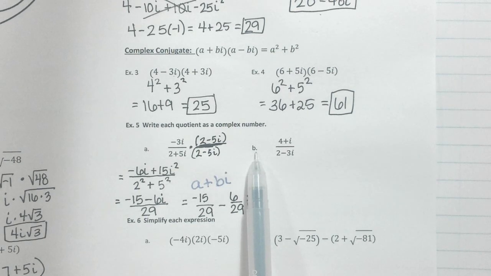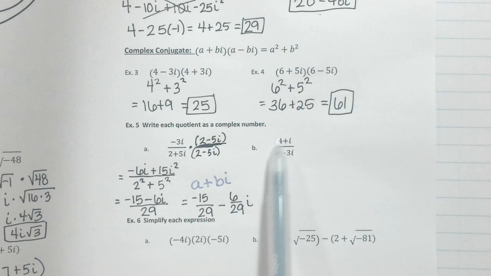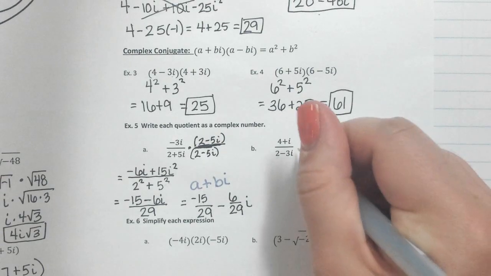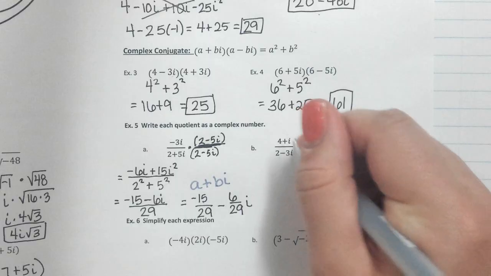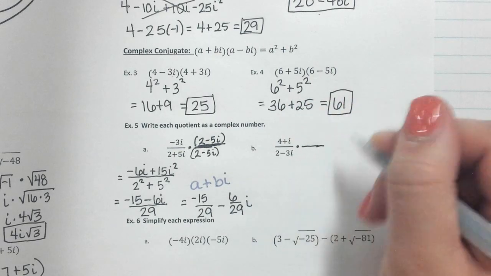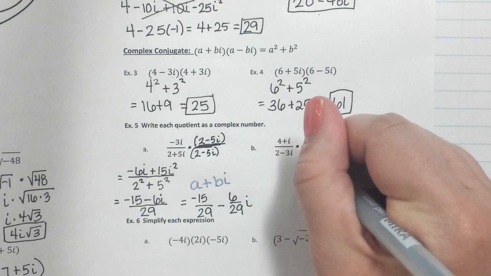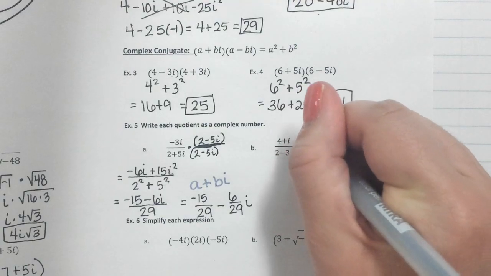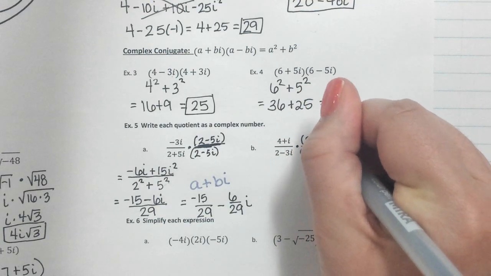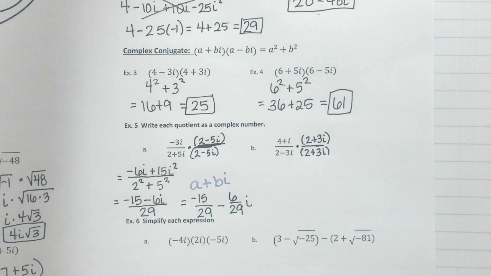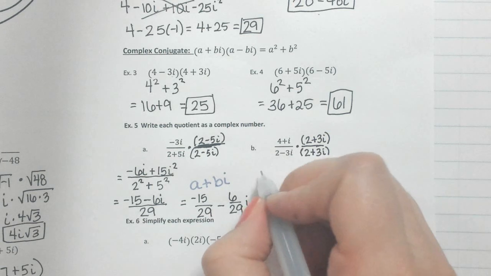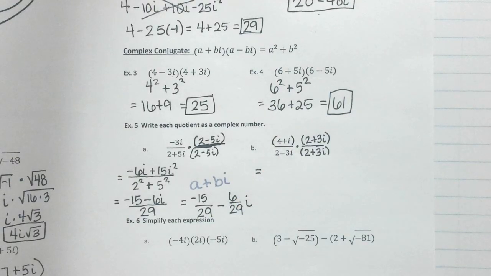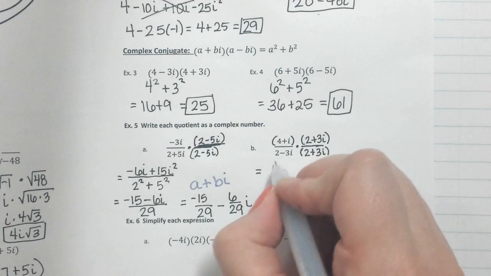Okay, part B is very similar, except we have a full complex number on top. So the top isn't the one that's the problem, it's the bottom. So that's the conjugate we need to multiply by. It doesn't matter what's on the numerator, it's the denominator that we have to change. So we're going to multiply by 2 plus 3i. Okay. All right, now in the numerator, we've got to do FOIL. So let's FOIL the numerator.